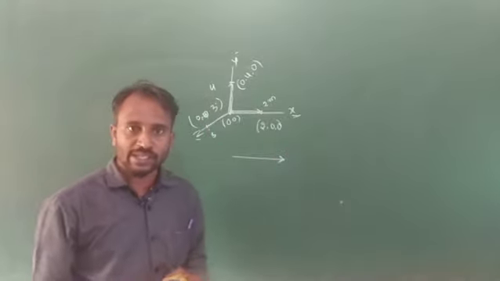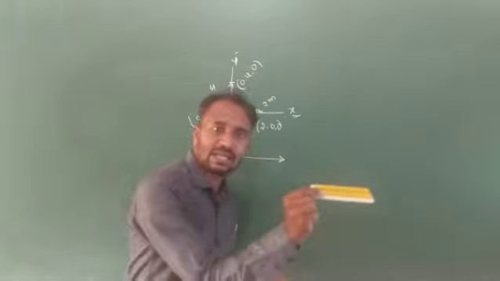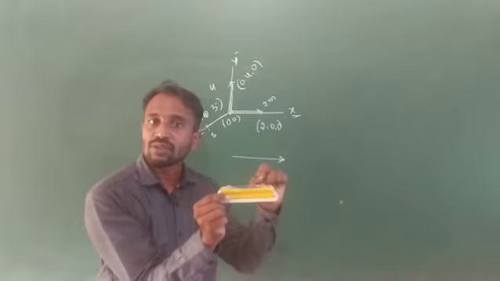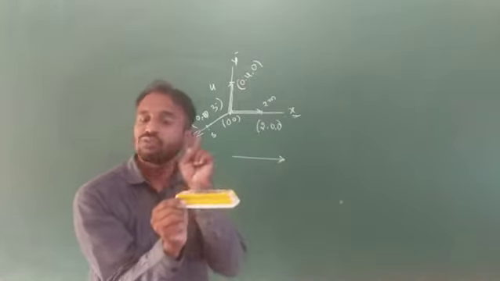Only one coordinate. So why? Because the object moves along a straight line. It means a single line. Here we consider only one axis.